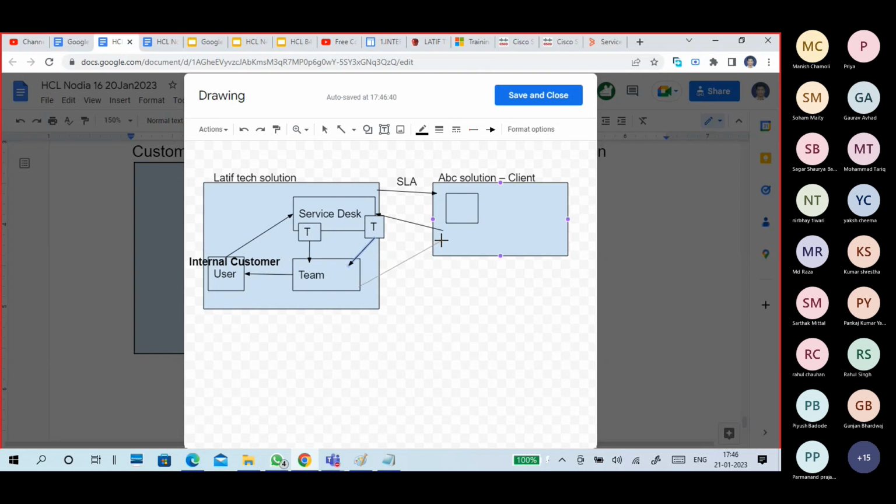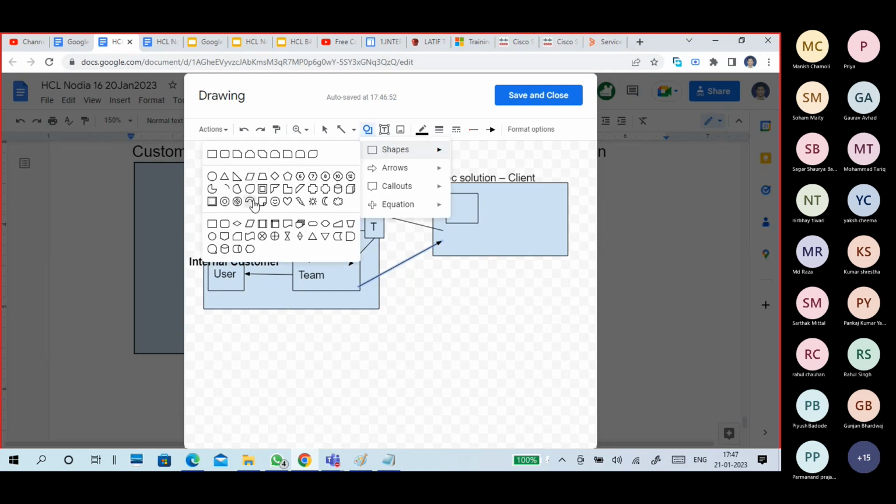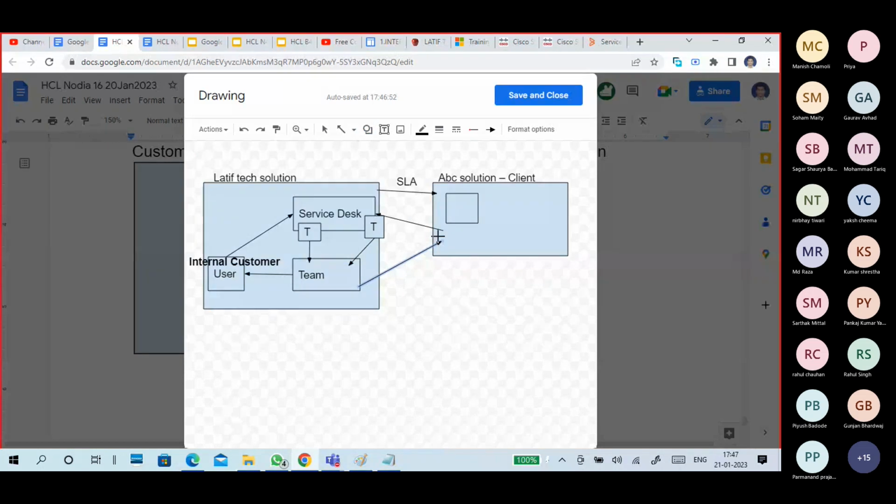What will the team do? They will approach the client either physically or remotely. They'll approach the service desk and try to resolve the issues. Once the issue is resolved, the ticket will be closed.